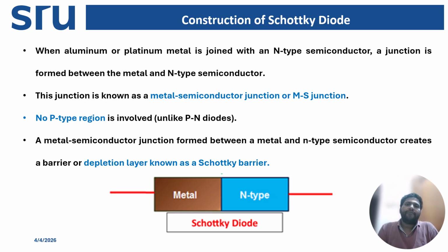Now, what is the construction of Schottky diodes? In a normal diode, we have a p-type region and an n-type region, but in the Schottky diode, instead of p-type we have a thin metal layer such as aluminum or platinum, in place of the n-type semiconductor. When metal and semiconductor are joined, a barrier is formed at the junction. This barrier is called the Schottky barrier. The barrier controls the movement of charge carriers. Because there is no p-type material, the Schottky diode does not use holes for conduction. It mainly operates using majority carriers, which are electrons in the n-type semiconductor.